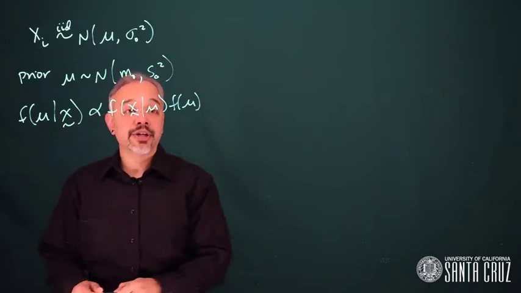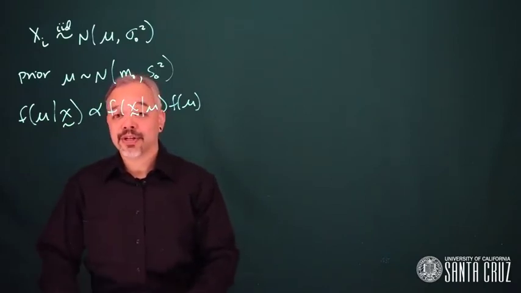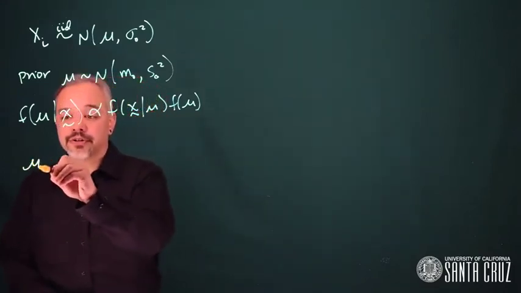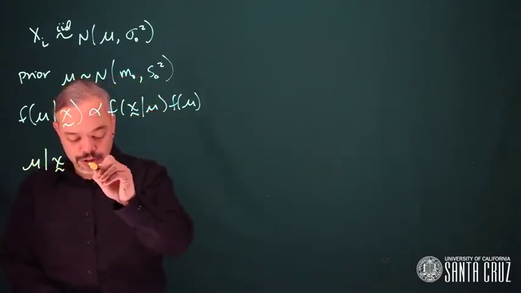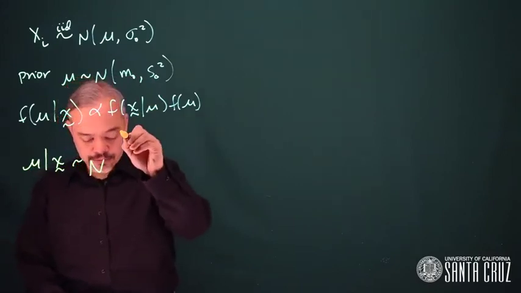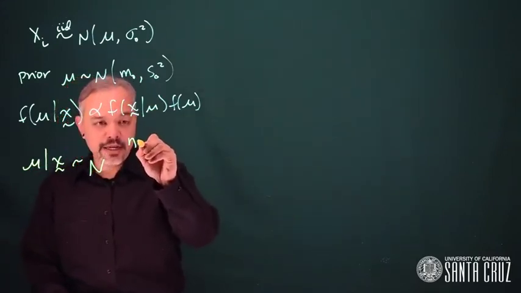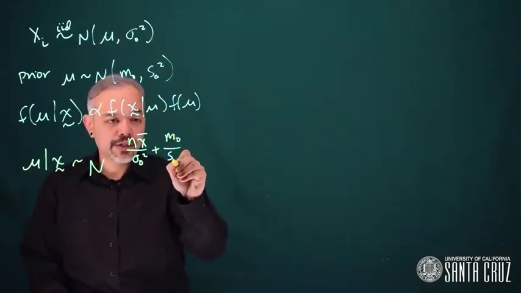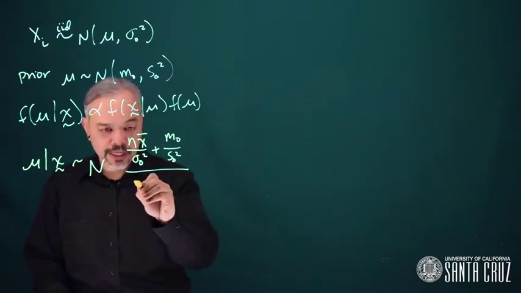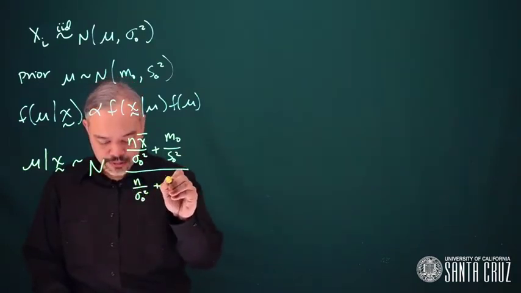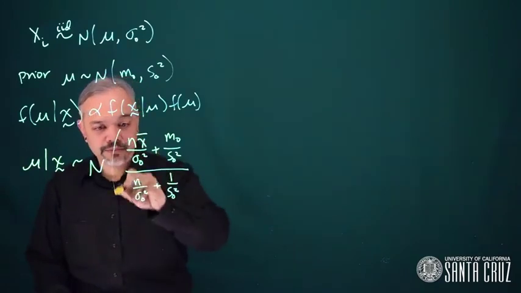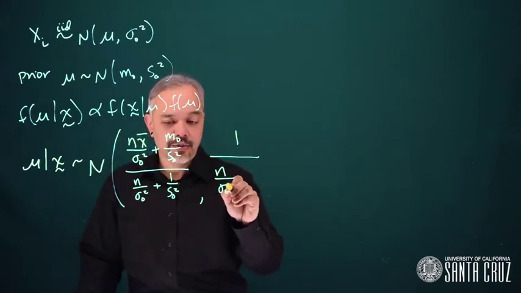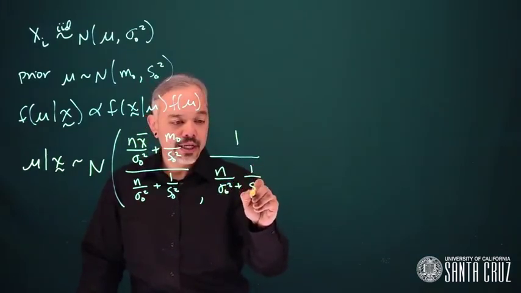I'm not going to go through all the calculations here. I'll leave that to the supplementary material because it's fairly extensive and involves completing the square. At this point, I will just jump to the final result, which is that the posterior for mu given x follows a normal distribution, and its mean is (n x bar over sigma naught squared plus m naught over s naught squared) all over (n over sigma naught squared plus 1 over s naught squared). And it has variance 1 over (n over sigma naught squared plus 1 over s naught squared).